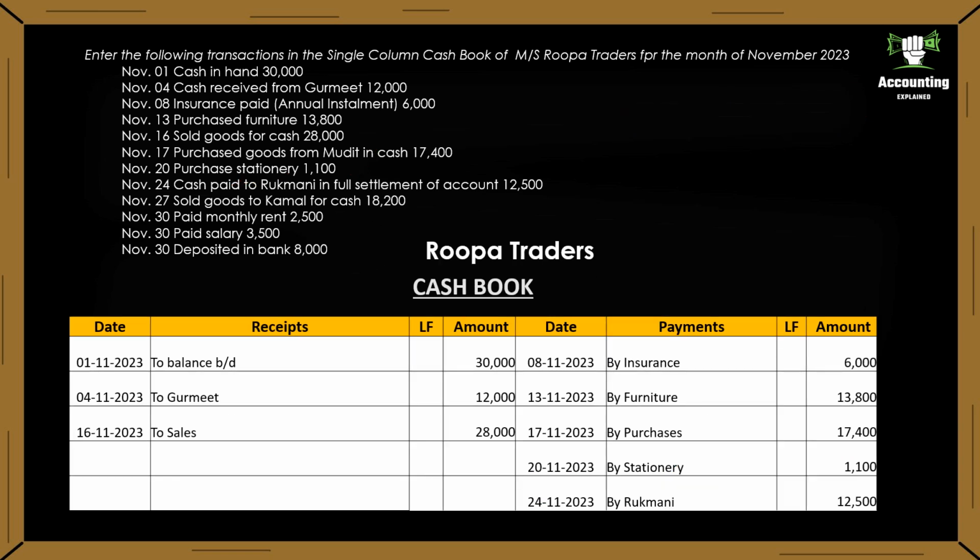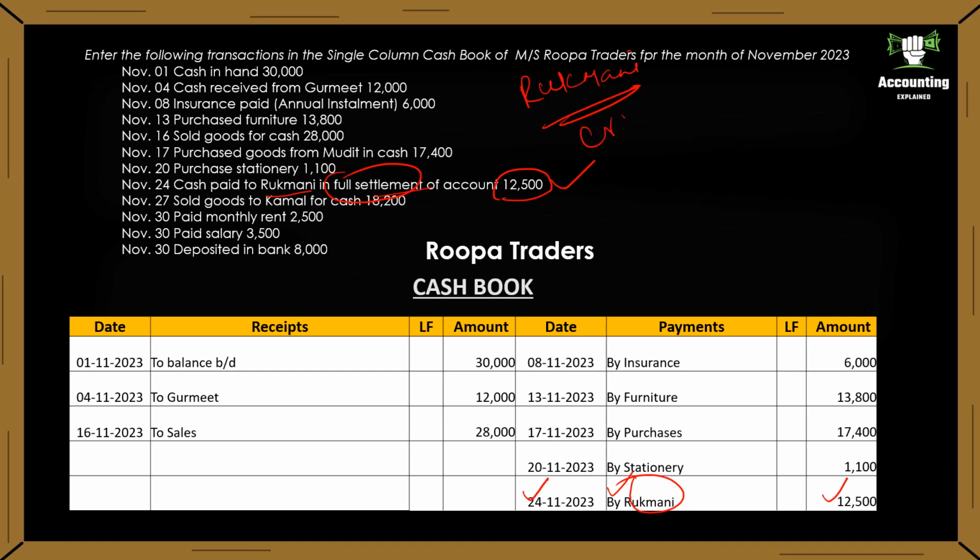Next transaction is on November 24th. Cash paid to Rukmini in full settlement of account rupees 12,500. So we are paying cash now, that is your payment is going to increase. On 24/11/2023 on the payment side, By Rukmini 12,500. Since you are paying Rukmini, she would have been your creditor previously. See here, in full settlement.